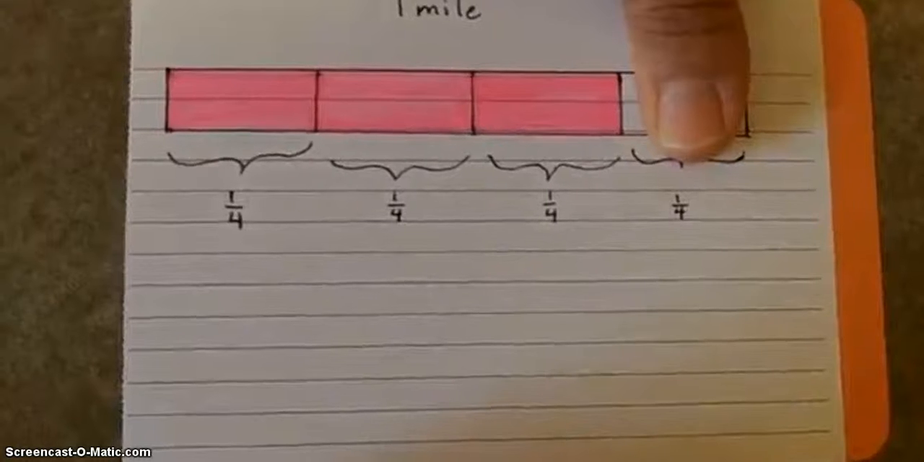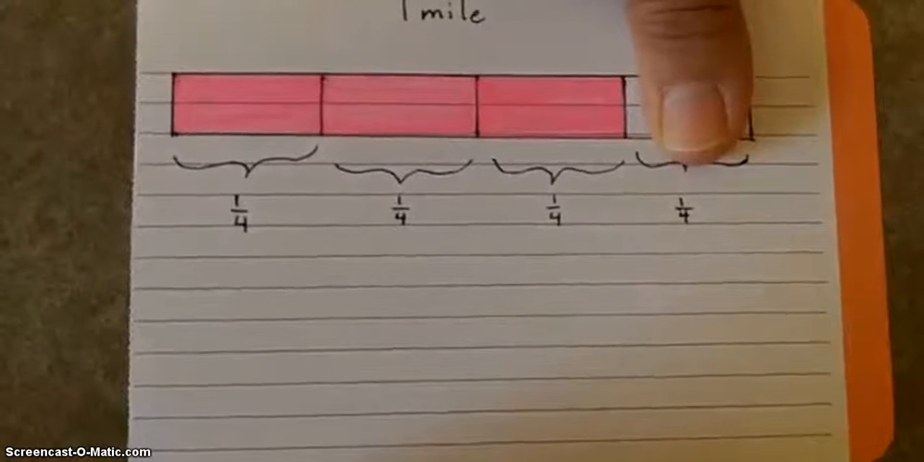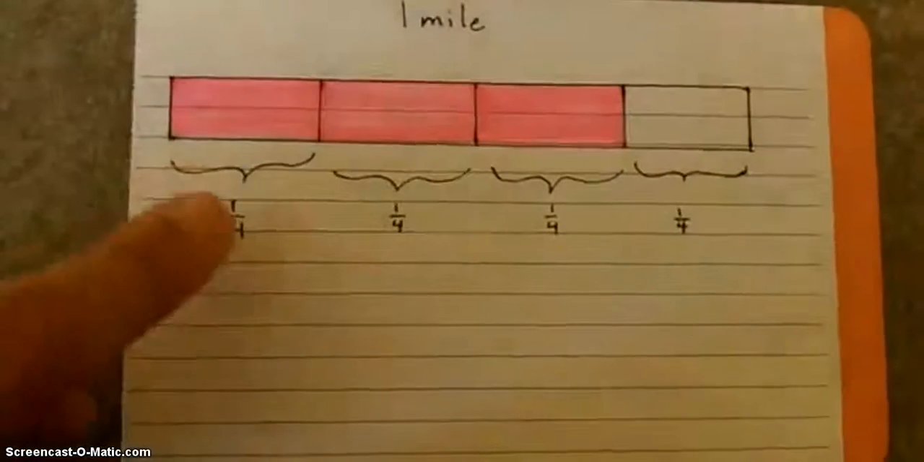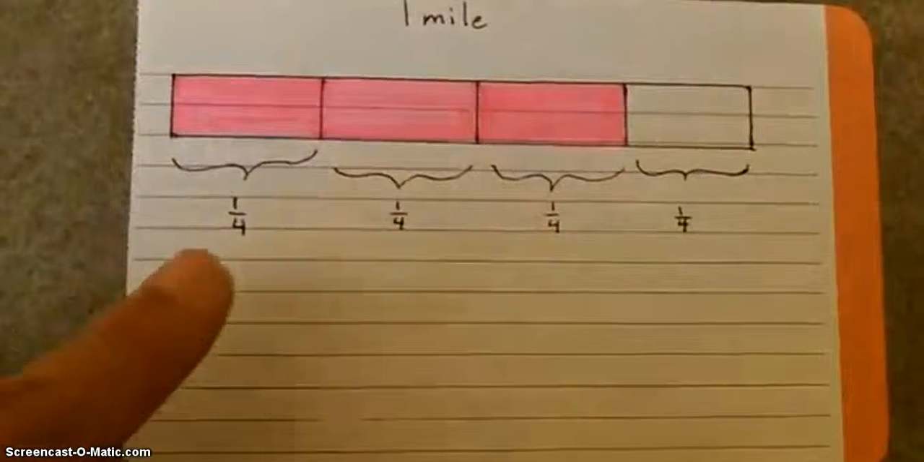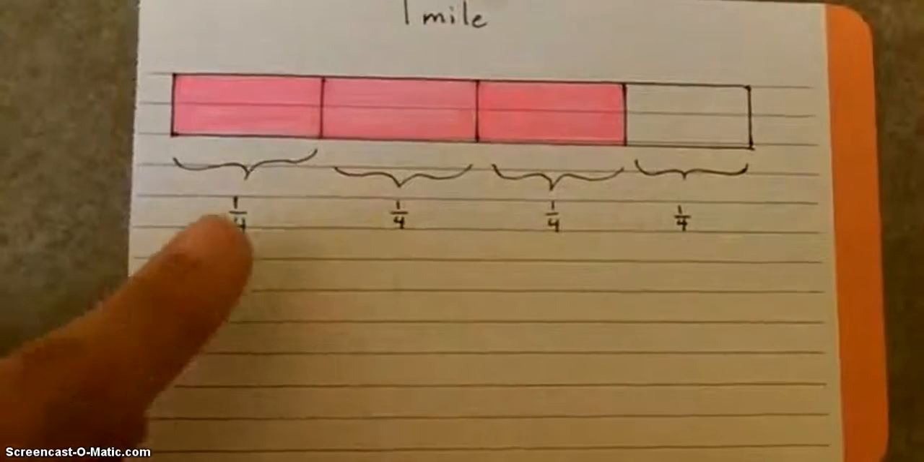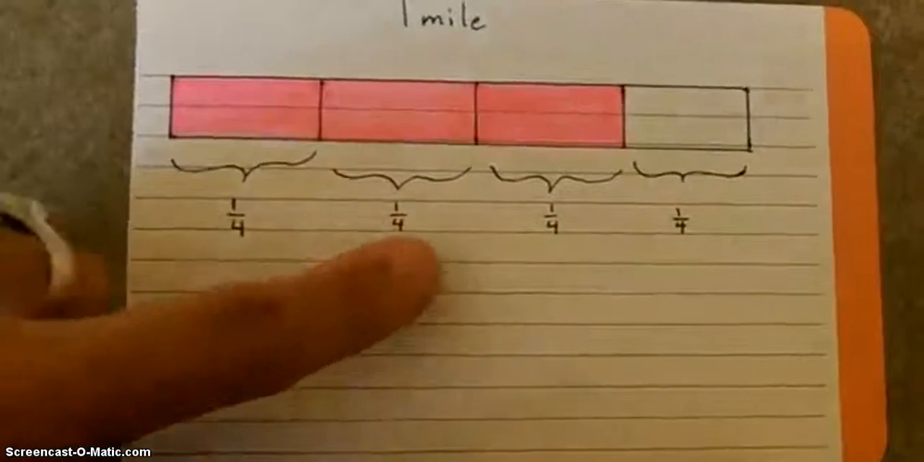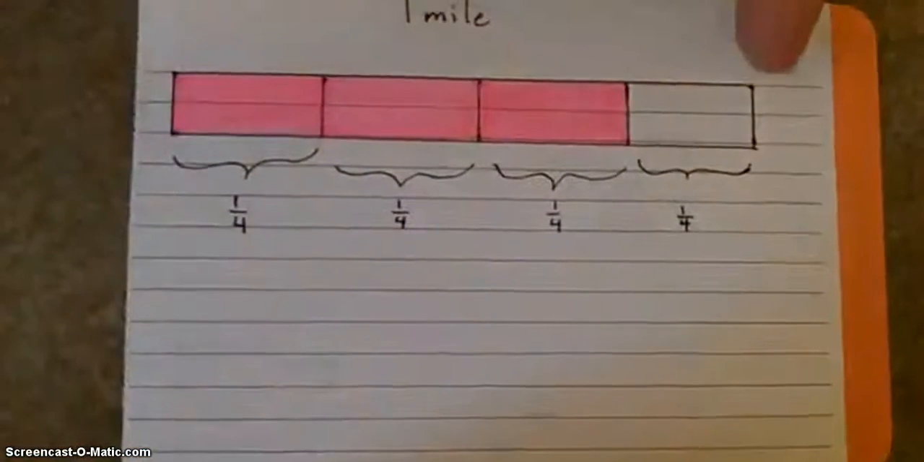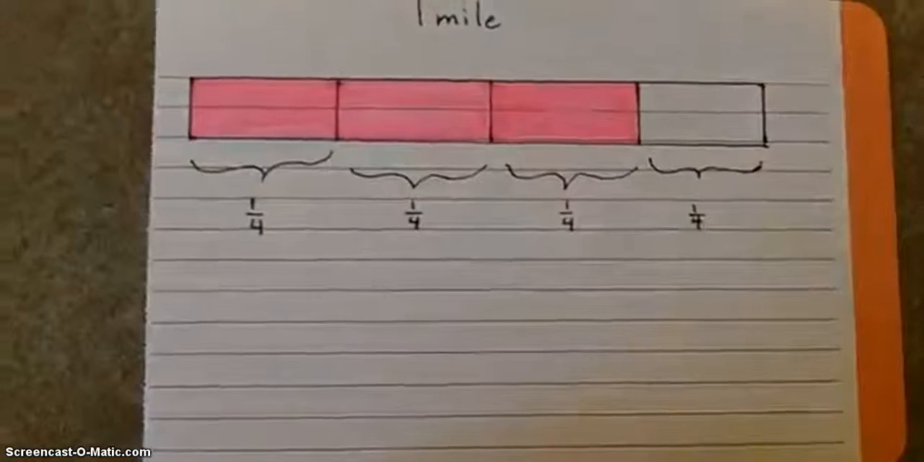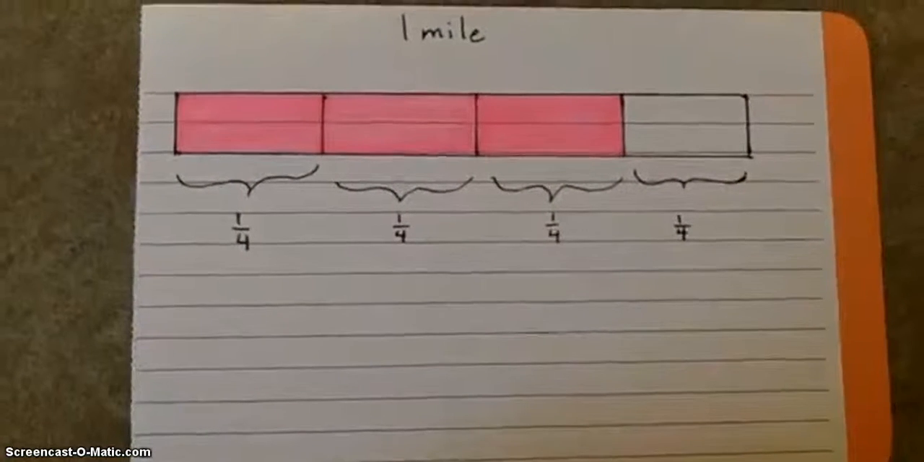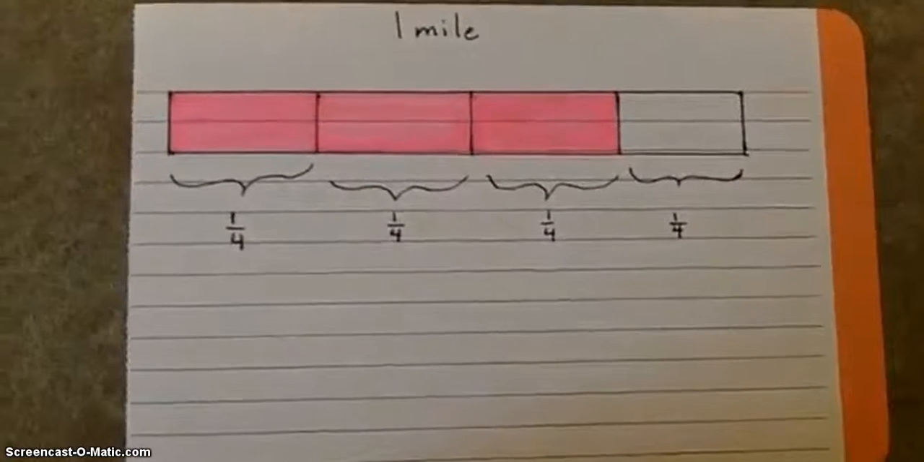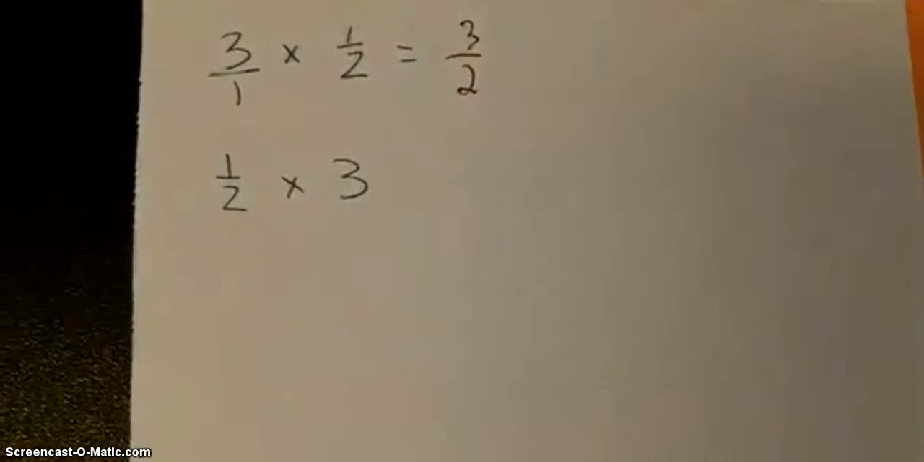Since the pink part is separated into 3 equal parts already, I just need 2 of those parts to represent 2/3. Each part is a fourth, so it's 1/4 plus 1/4, or 1/2 of the total mile, which means that Cesar only needed to run half of the total mile in order to qualify. So how do these 2 problems look if we use math to solve them?